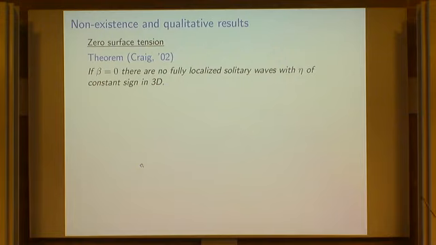So of constant sign, you mean it's just no oscillations? Yeah. Okay, so I think he just needs that it's elevation. I mean that it's above or below the asymptotic. I don't think there is a monotonicity. What does fully localized mean? Fully localized was just that it goes to 0 in every horizontal direction.